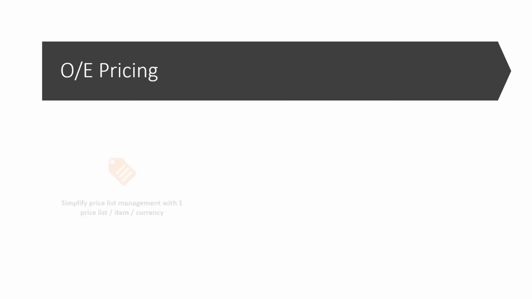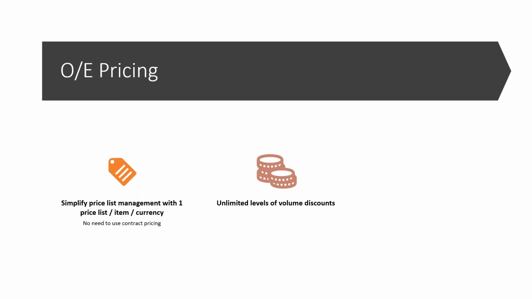So with the pricing module, the goal is to simplify price list management with one single price list, one base price per item per currency, and then control pricing by setting up unlimited levels of volume discounts, and also discount schemes that are applied to different customer and item groups. And the user can also set up unlimited groups for customer and item as well.